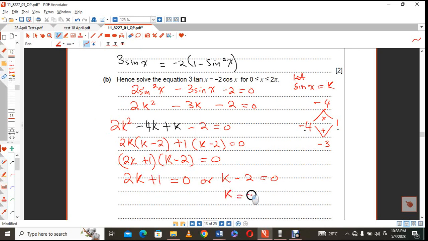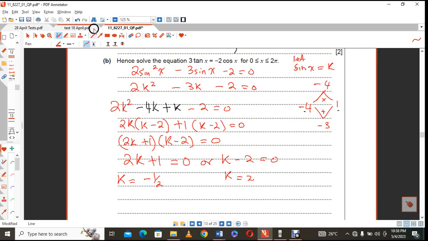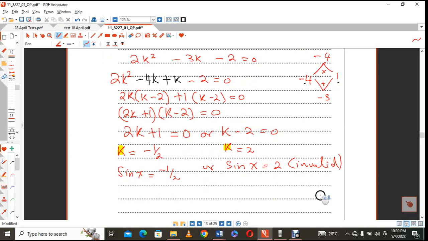So here k is equal to 2, and here k will equal -1/2, taking that 1 over and dividing it by 2. But our k is supposed to be sine x. So I'm going to bring back our sine x for that. So sine x is equal to -1/2, or sine x is equal to 2. Well, this one is not valid because the sine of a whole number doesn't exist. Remember, the sine ratio is the opposite over the hypotenuse, and 2 is definitely not going to work.